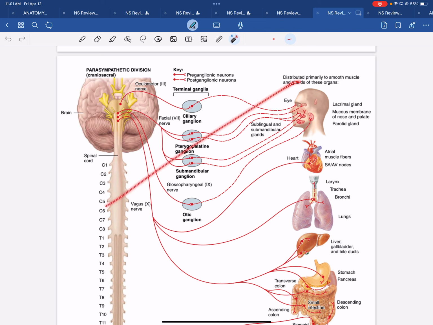And for both systems, the postganglionic one is unmyelinated, right? Correct, good job. It's super important to remember that the preganglionic axon is myelinated and the postganglionic axon is unmyelinated for both sympathetic and parasympathetic.